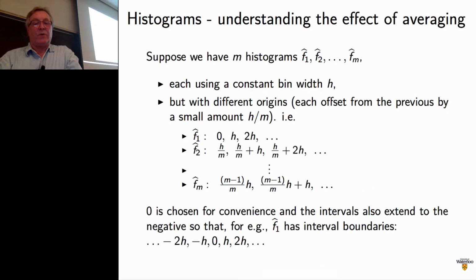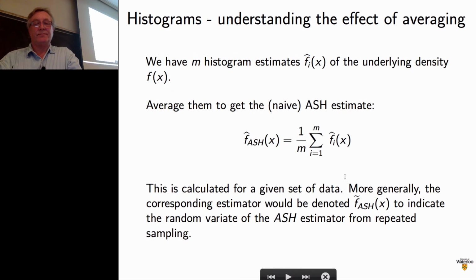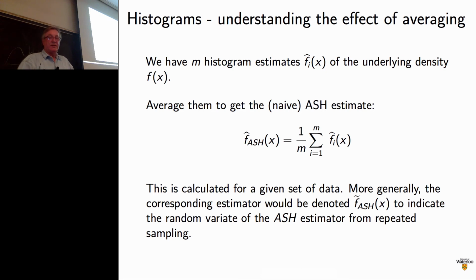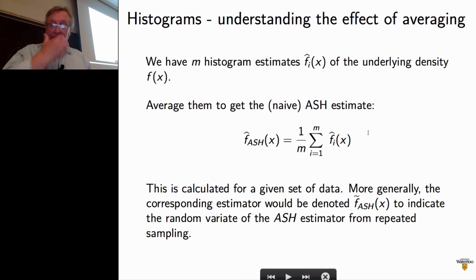So F1 has those boundaries, and F2 has boundaries that are slightly shifted by h over m. So what we have is this estimate here, what we call the average shifted histogram estimate, ASH, which is just the average of the m histograms that you have. So wherever x is, it's the average of those values. And the corresponding estimator will be with a tilde over the top. Okay? Everybody with me?